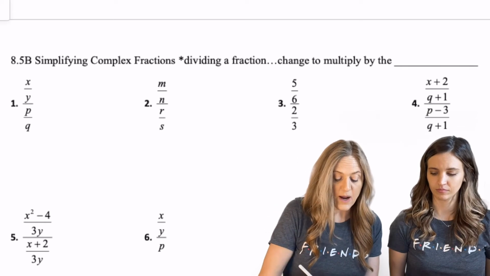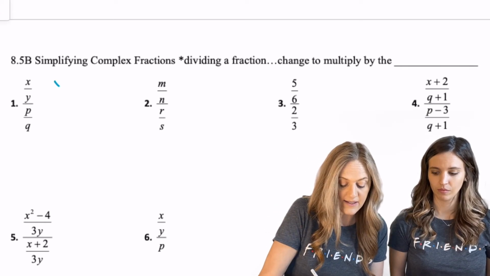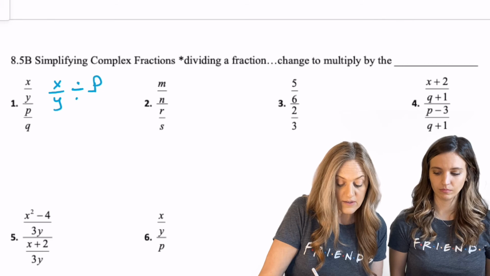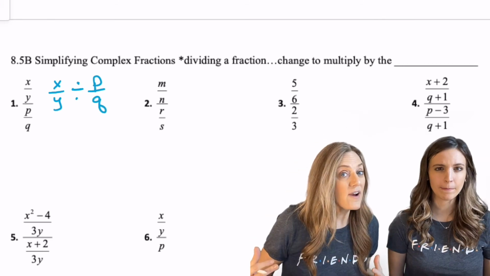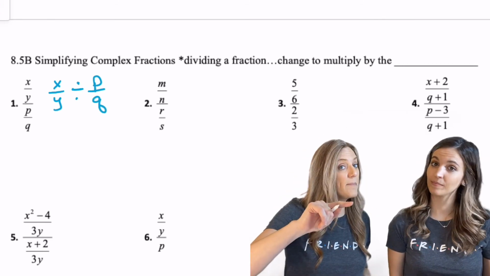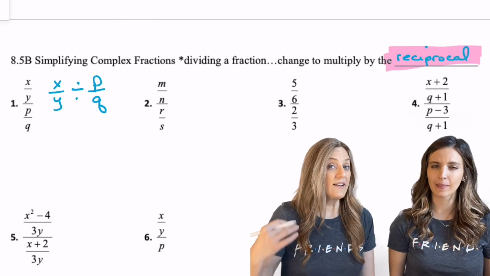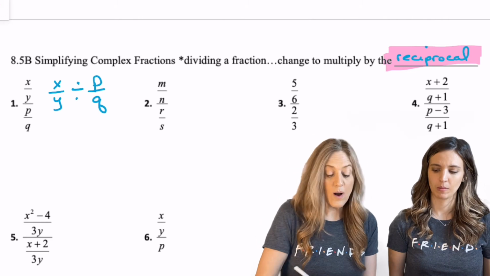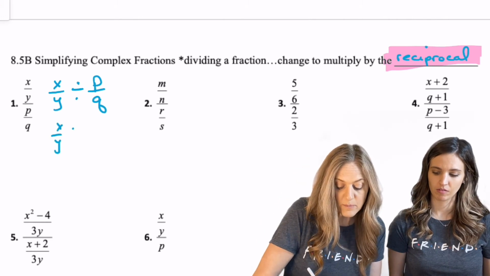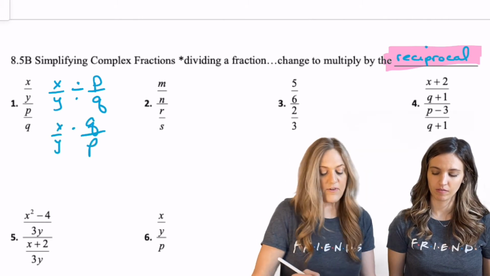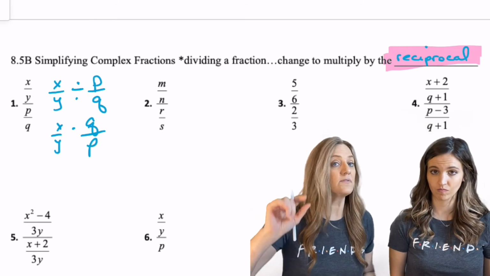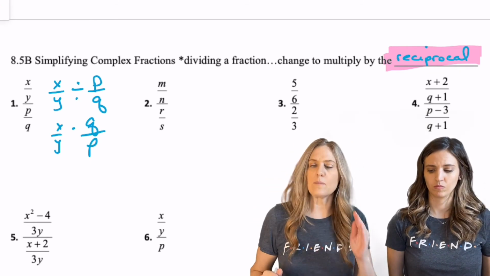So in this first problem, we have x divided by y divided by p divided by q. Now when dividing a fraction, what do we do? We multiply by the reciprocal. So x divided by y divided by p divided by q: I'll keep the first fraction, multiplied by the reciprocal of the second fraction. Remember, you always have to flip the second fraction, keep the first.